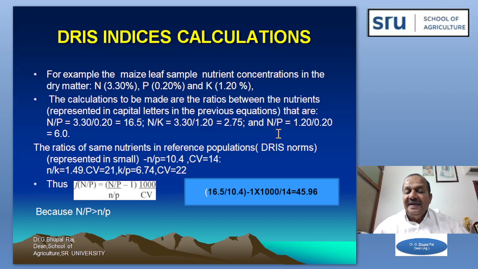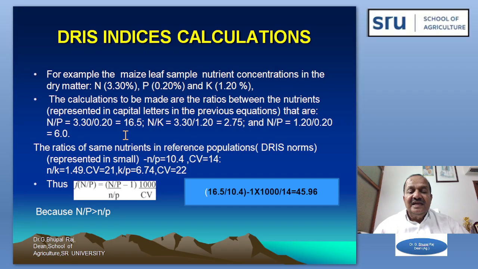Like that, N by P, 1.2 divided by 0.2, gives 6. The N by P, N by K, N by P ratios are derived by taking the nutrient content values. The ratios of the same nutrients in the reference population are the DRIS norms, represented in small letters, while the test ratio is in capitals. For example, capital N by P is the test, and small n by p is the reference sample.